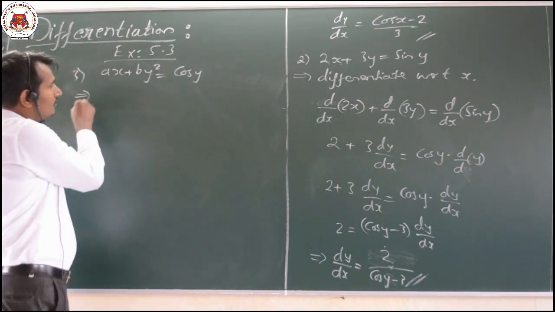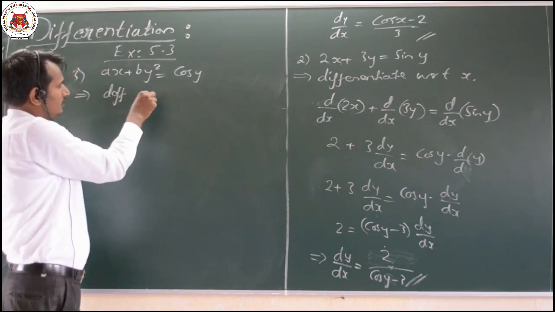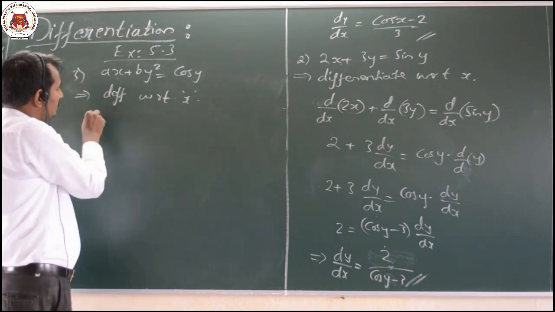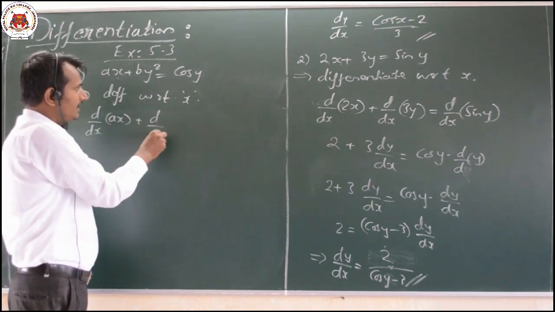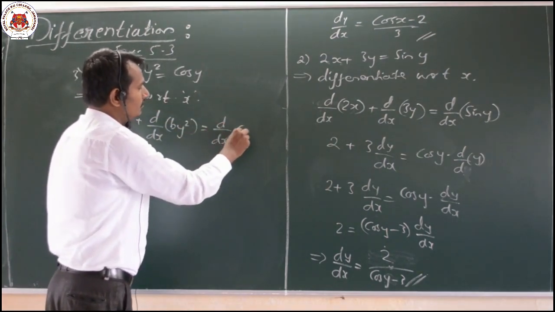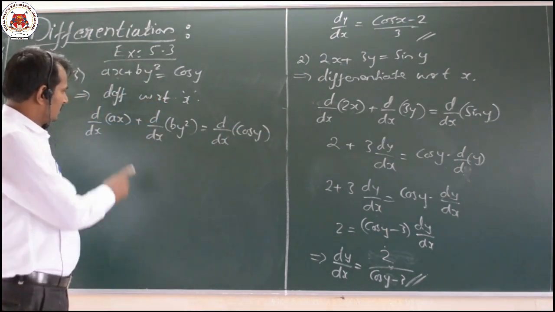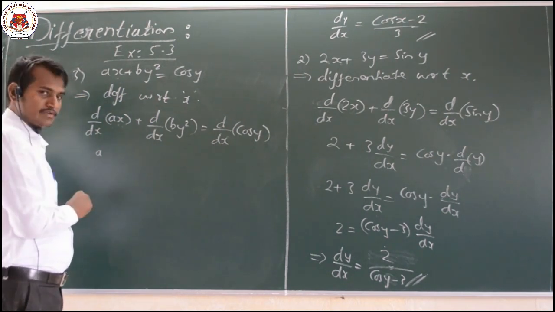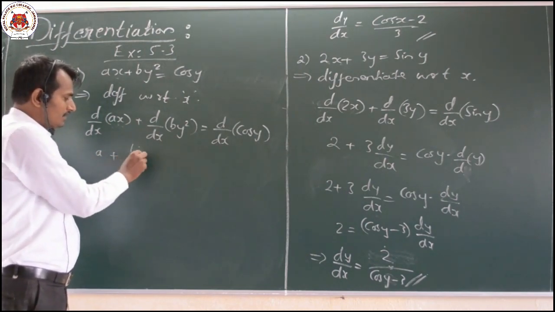First of all, differentiate with respect to x here. Here ax, that is d by dx of ax plus d by dx of b into y square equal to d by dx of cos y. Now what is the differentiation of ax here? x differentiation will be 1. Constant a is outside, I will keep it outside. dx by dx, the value is 1, plus, I will take b outside here.